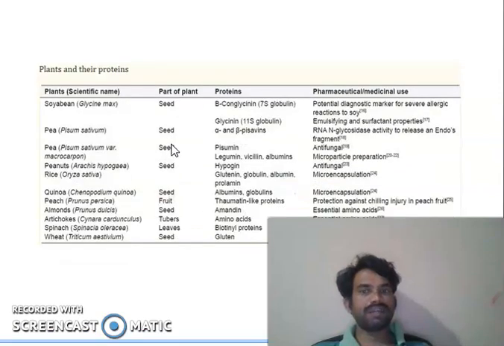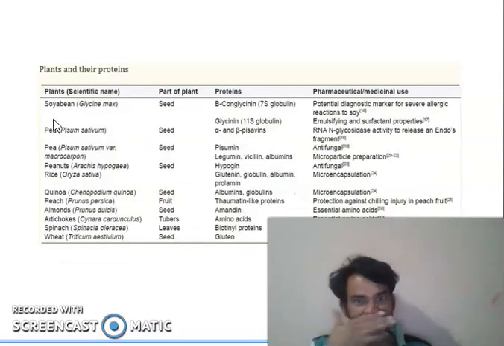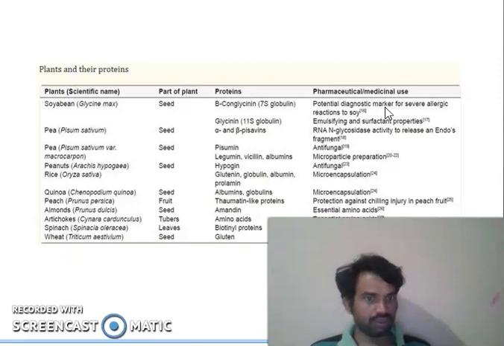Next, you can see the plants and their proteins. You can see here a number of plants mentioned, the parts of the plant, and the proteins. What are the proteins and their pharmaceutical and medicinal applications? You can see soybean, simply we call it Glycine max. The seed part you can see, beta-conglycinin. This is the protein name.